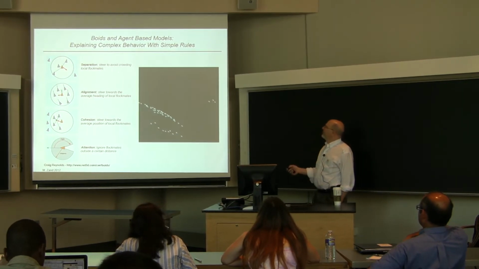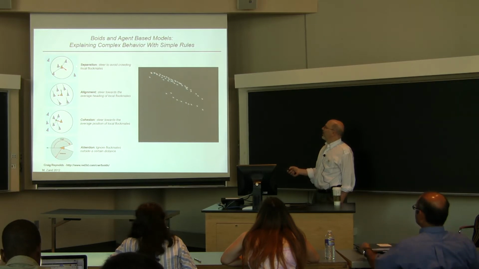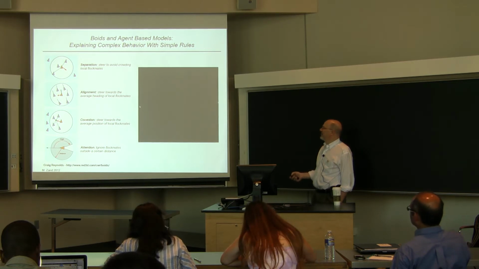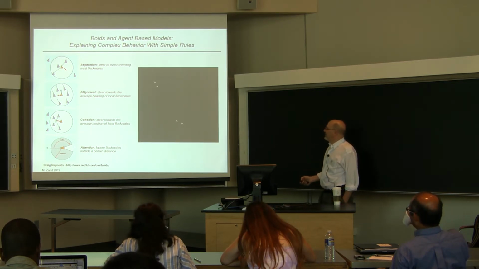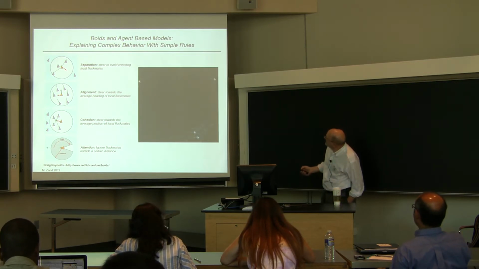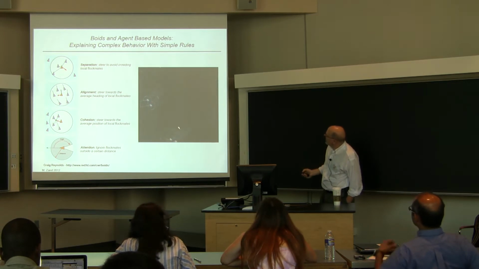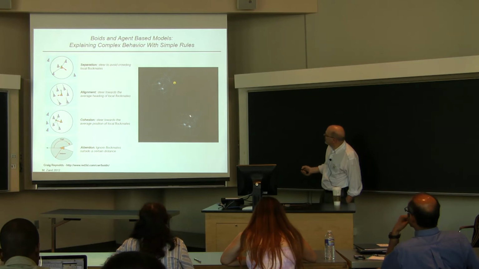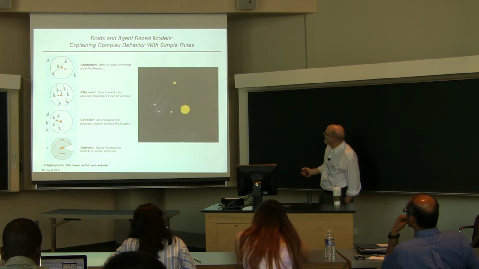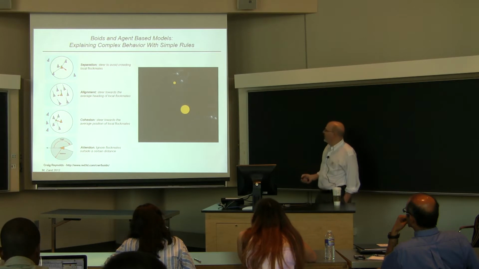There is the rule of steer to avoid crowding local flock mates, so you don't run into them. There's the rule of alignment, steer towards the average heading of local flock mates. Cohesion, steer towards the average position, the centroid of your local flock mates. And attention, ignore flock mates outside of a certain distance. So it doesn't show up all that well, but you can see that here's the representation of the sphere of attention, of where those flock mates are steering towards, and you can also see that they'll avoid certain obstacles if they fall within the range of vision.